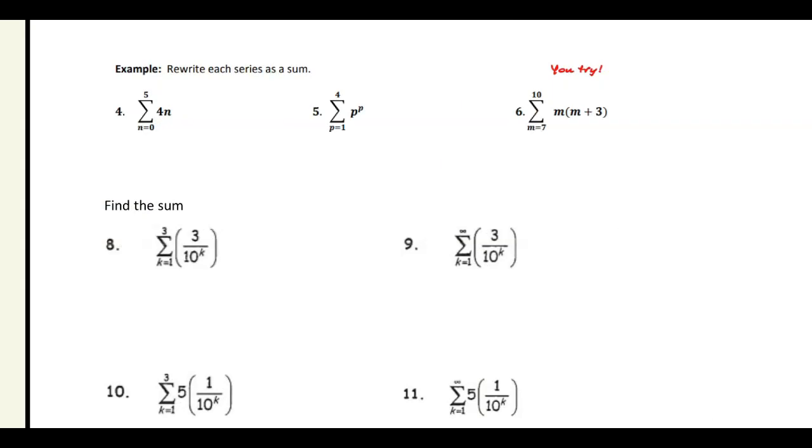Okay, so on this last page, we're going to do a couple. I've already kind of done number 4, so let's look at number 5. This one specifically says to rewrite each as a sum. So I'm not going to actually find the answer. I'm just going to rewrite it as a sum. So what would I be adding together?